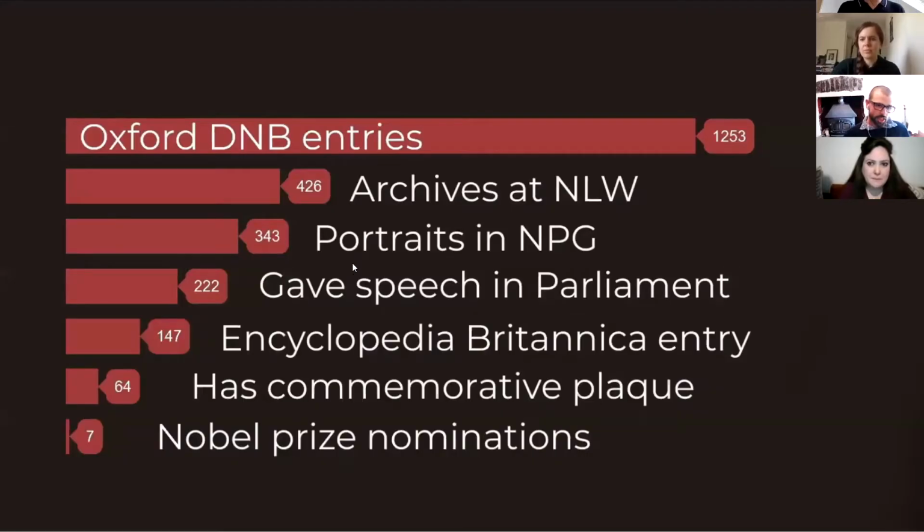And it's not just connections in our collections. We've been able to establish through the use of identifiers on Wikidata that over 1,000 people in the Dictionary of Welsh Biography also have an Oxford DNB entry. 400 have archives at the National Library. 343 have portraits in the National Portrait Gallery. And Wikidata gives us those pathways, those connections between these collections.